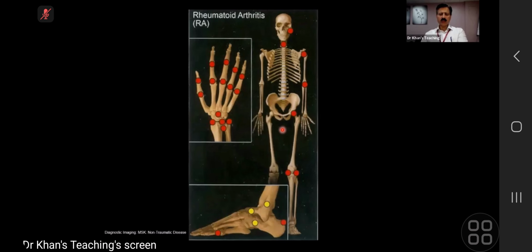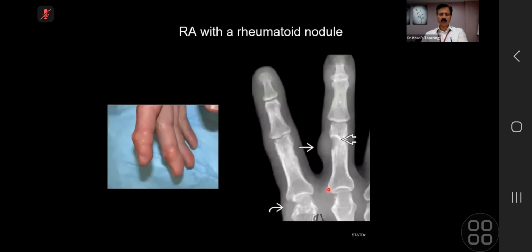So, rheumatoid arthritis we have covered, and the joints in the hands we have covered. In the feet, particularly the fifth one, is important. Another film which can come in the exam is stigmata of RA with a rheumatoid nodule. So please remember, that if you don't know it, then you will be surprised what's happening.